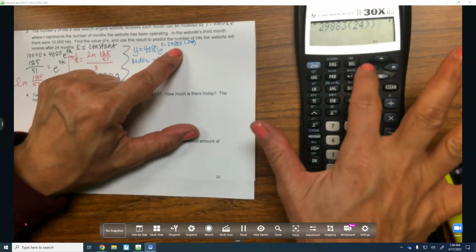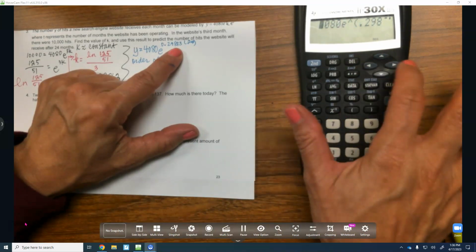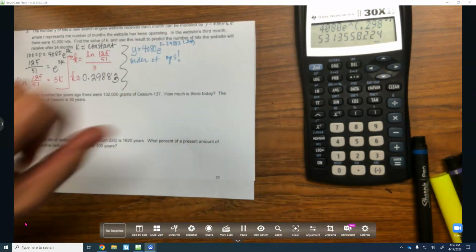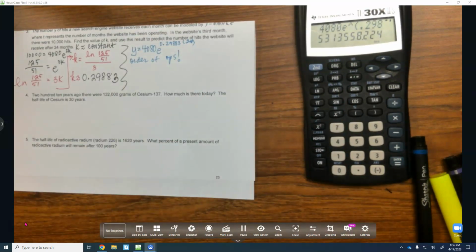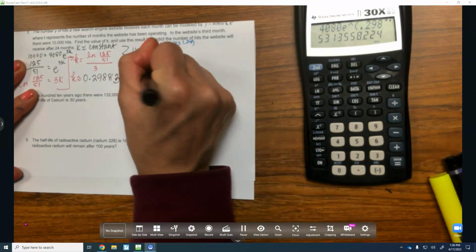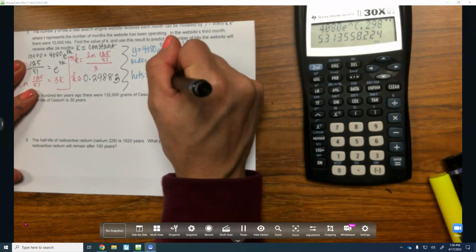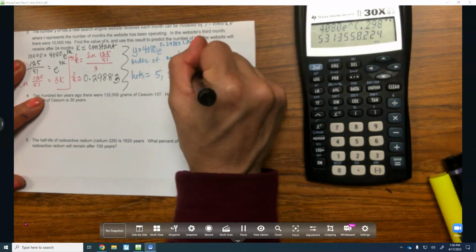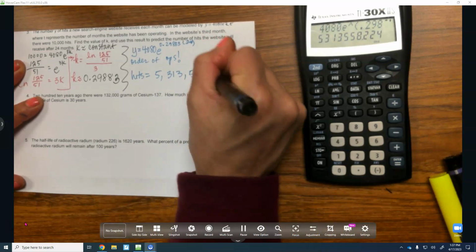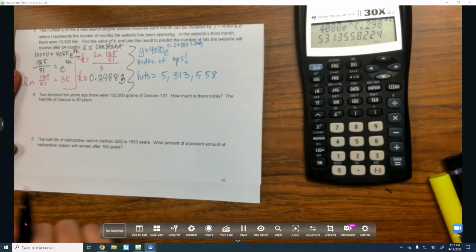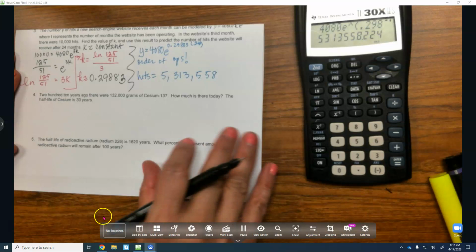I kind of went overkill on that decimal, but that's okay. Guys, at the end of this, if you are deciding to do this all in one step like I am doing, please make sure you have double parentheses at the end and hit enter. And then there we go. As you can see, it looks like we're going to have a lot, about 5.3 billion. Let's say the number of hits is going to be 5,313,558 hits. Okay, that's going to be problem 3. Let's see what's going to happen with problem 4.